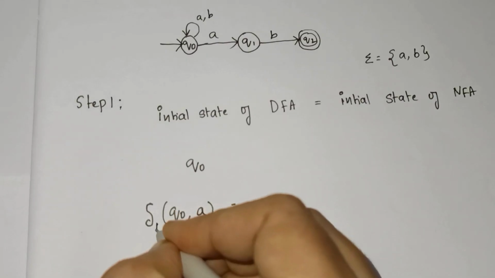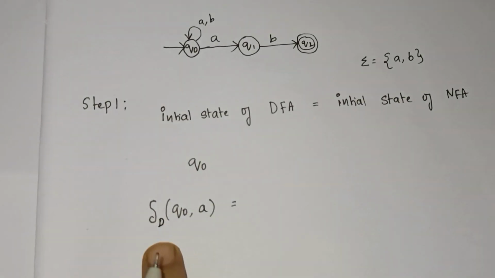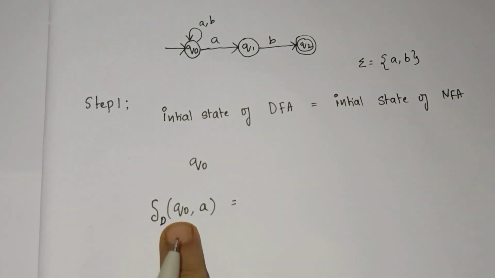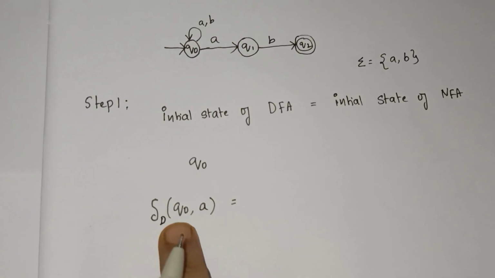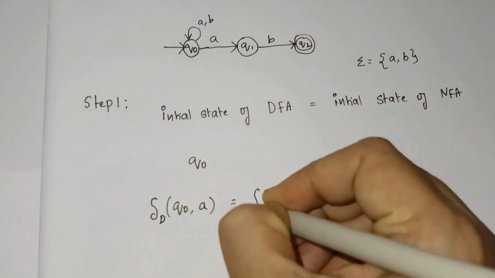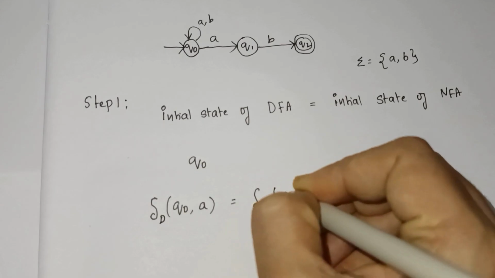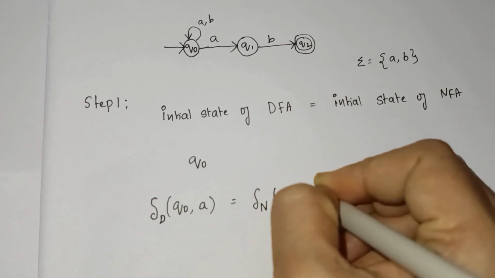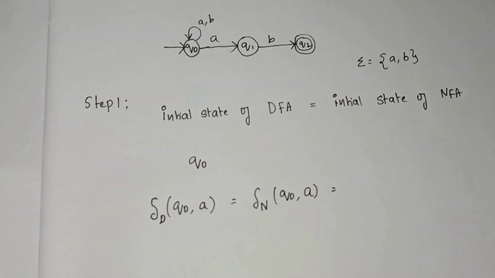This is the DFA's initial state. So we should write delta D of Q0 on A. It means the initial state of the DFA over an input symbol, any input symbol A or B, equals delta N of Q0 on A. So delta D of Q0 on A equals delta N of Q0 on A.